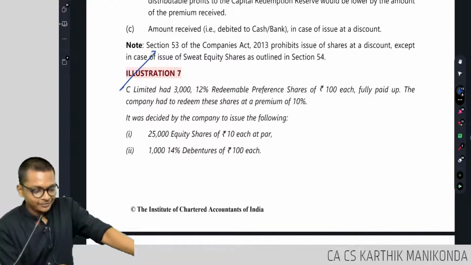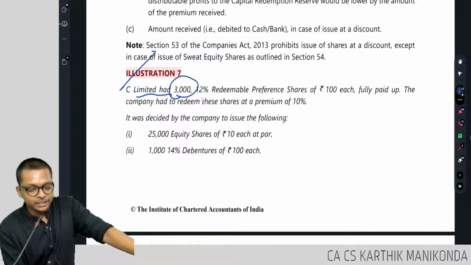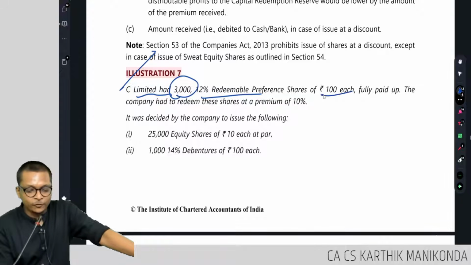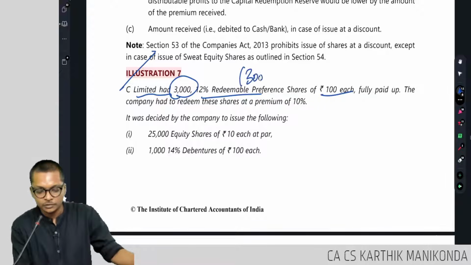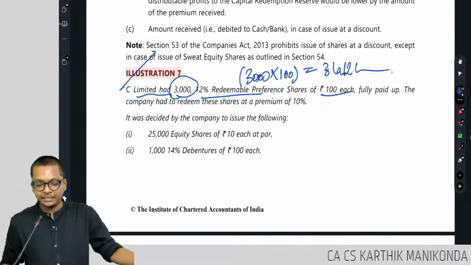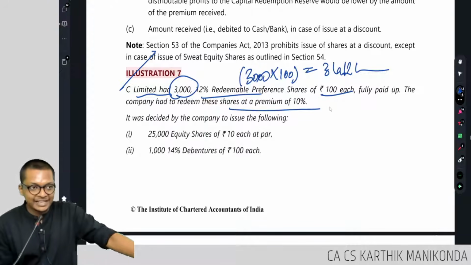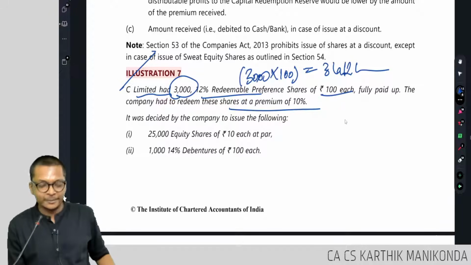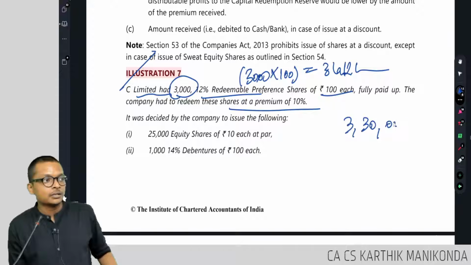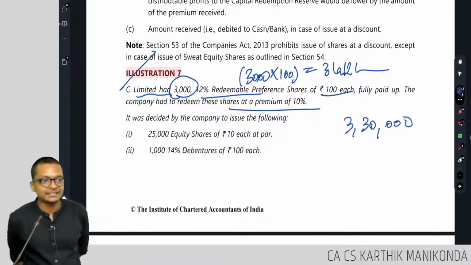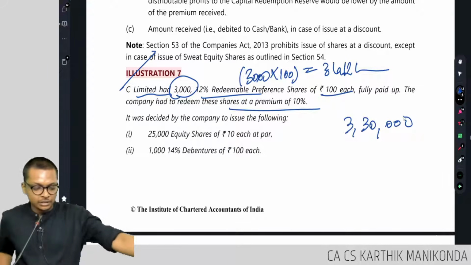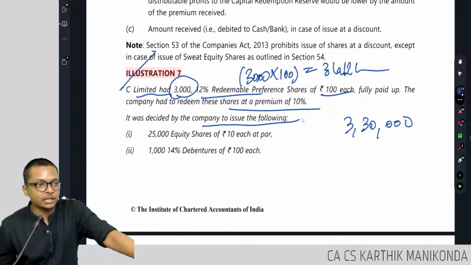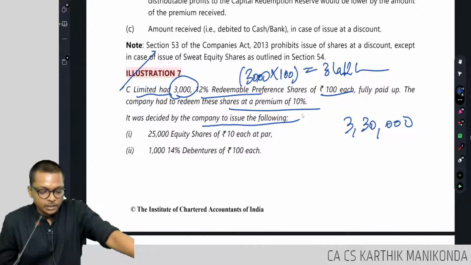Okay. Fine. C Limited had 3,000 12% preference shares of rupees 100 each. So what is the total preference shares? 3,000 into 100, which is 3 lakhs. The company had to redeem these shares at a premium of 10%. Premium came. So far I was thinking easy, sir. No, premium came. So I will repay 3 lakh 30,000. I will repay how much, guys? 3 lakh 30,000.